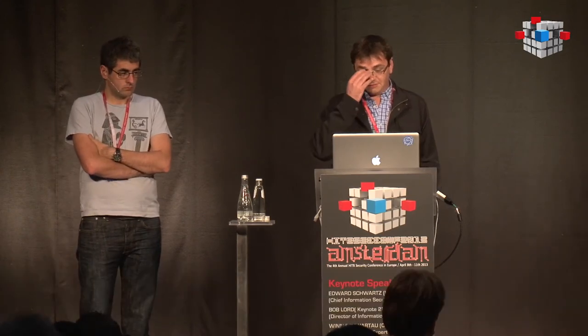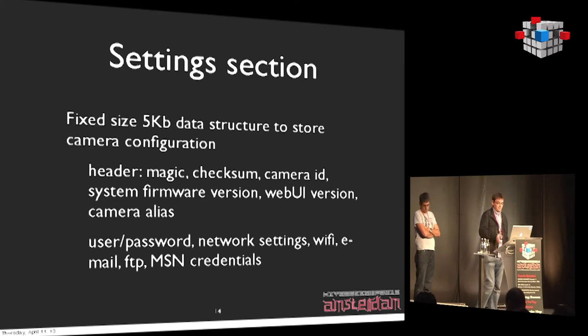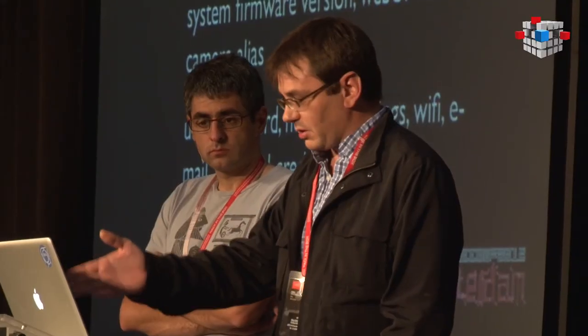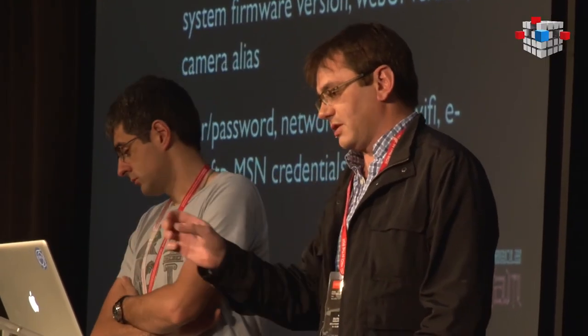And the settings section is a fixed-size 5 kilobyte file that is directly mapped into the memory of the camera. It's also very simple: a header with a checksum, with the same checksum algorithm. It's the sum of all bytes starting from offset C.